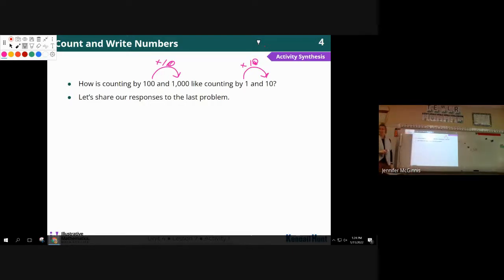What else? Any other ideas? Will? I was counting by 100 and 1,000 like 1 and 10. But all you have to do is just add a 0 to the 1 and add a 0 to the 10. You would have 100 and 10. And then if you added another 0, you would have 100.